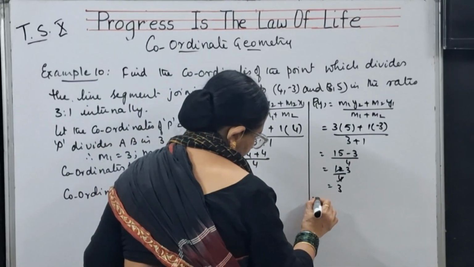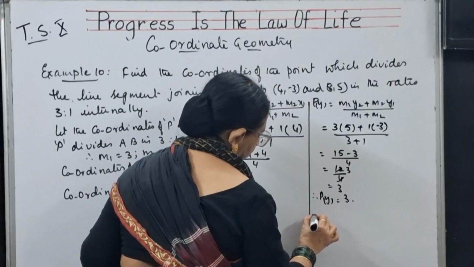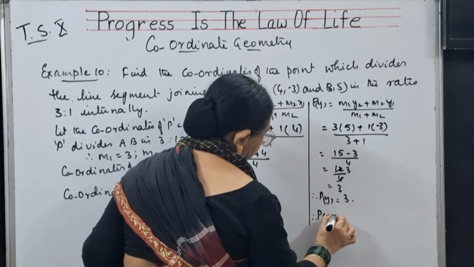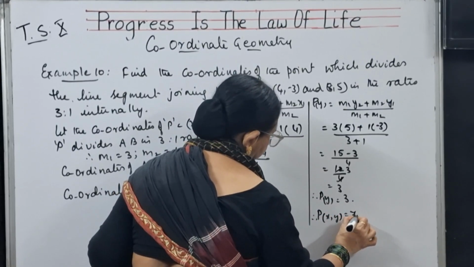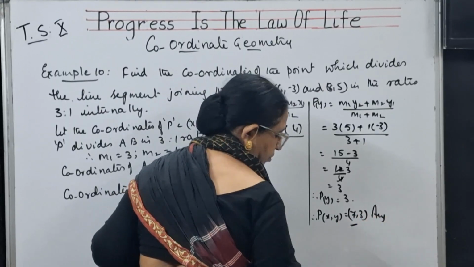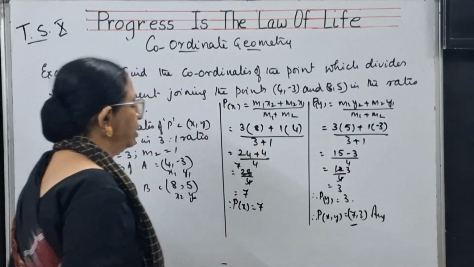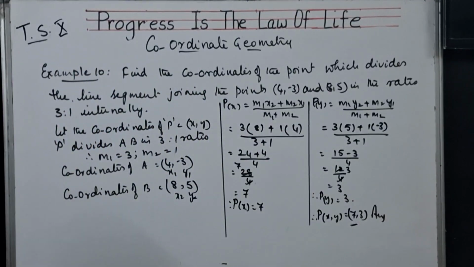So P of y is equal to 3. Therefore, P of x comma y is equal to 7 comma 3. This is the answer. Coordinates of the point is 7 comma 3, children. Very important sums, children. Very simple sums also. Please note it down. Example 10.